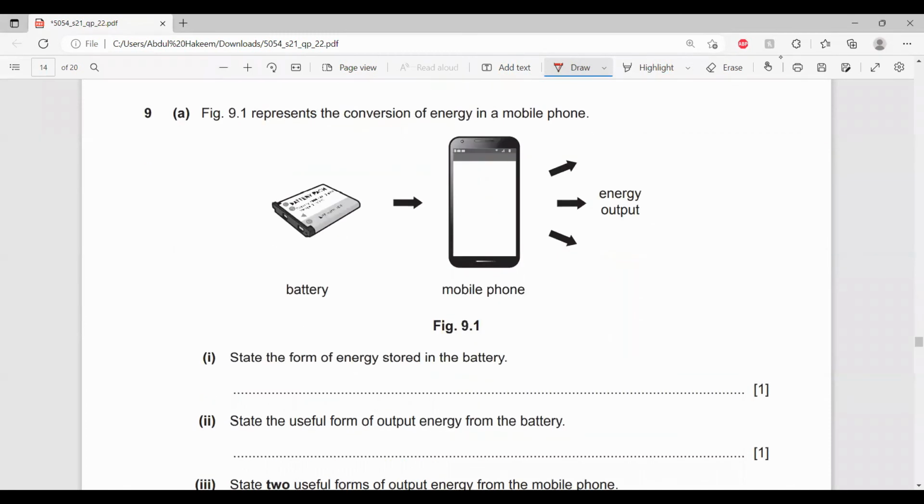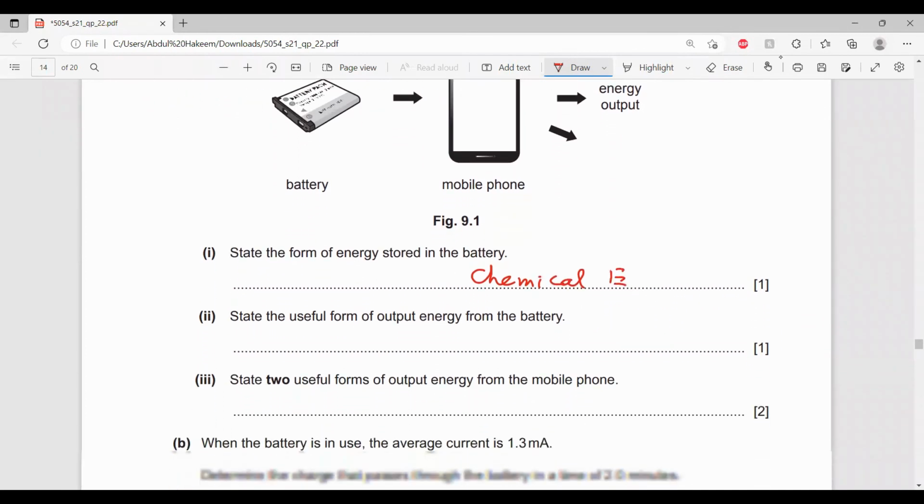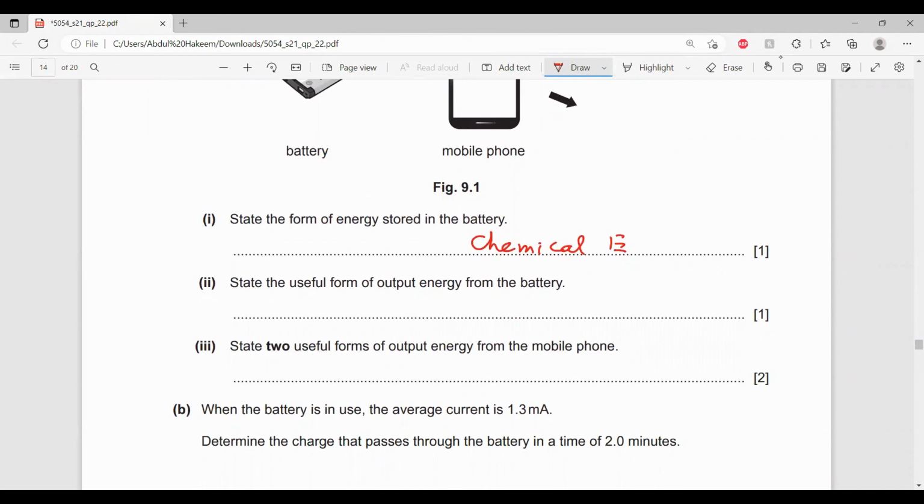Figure 9.1 represents the conversion of energy in a mobile phone. State the form of the energy stored in the battery: chemical energy. State the useful form of the output energy from the battery: electric energy. State two useful forms of the output energy from the cell phone: we enjoy sound and pictures, meaning light and sound.